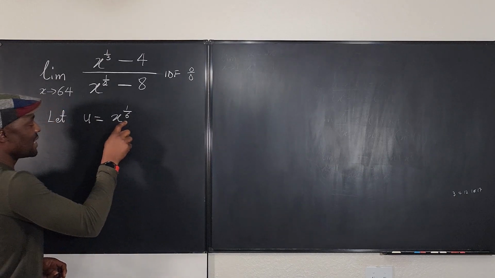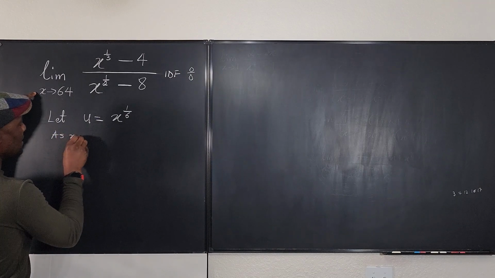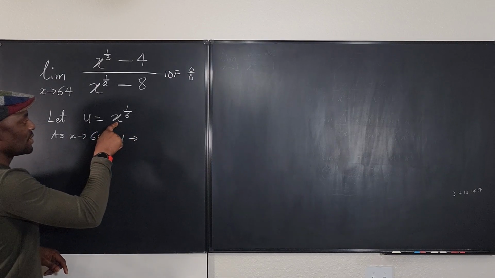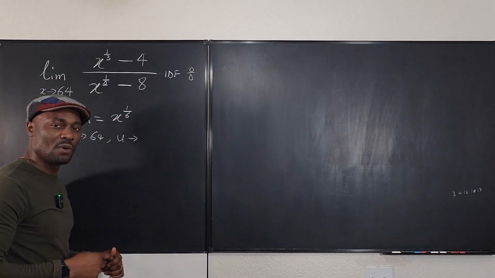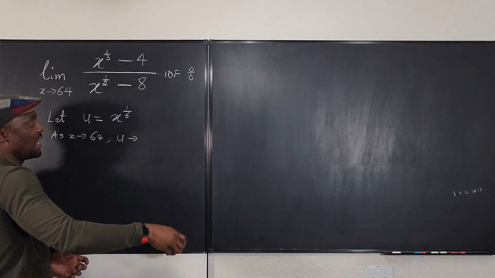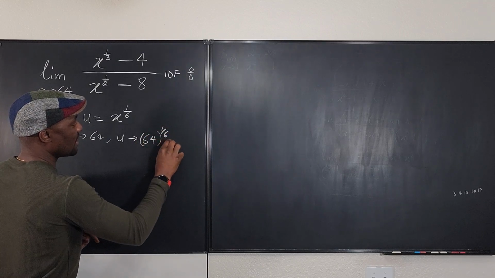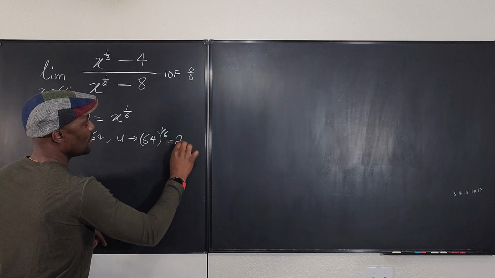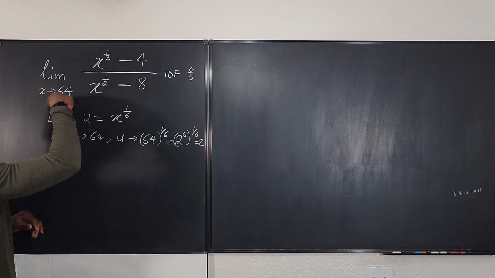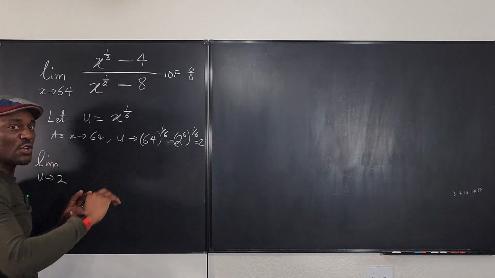So now if I have this, can I make this adjustment? What's going to happen to u as x goes to 64? When this becomes 64, what is the sixth root of 64? Well, it's going to be 2. Remember, 2 raised to power 6 gives you 64. So u is going to go to 64 raised to power 1 over 6, which is equal to 2 raised to power 6 raised to power 1 over 6, which is equal to 2. So we can clearly change this limit and say this is the limit as u goes to 2. We have changed it, no more x.